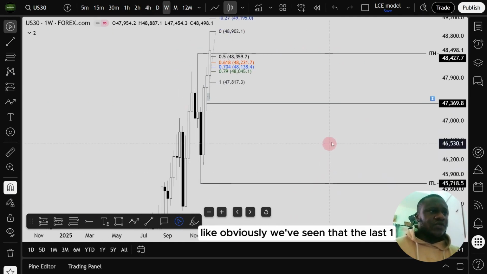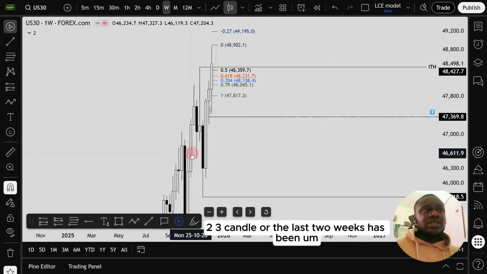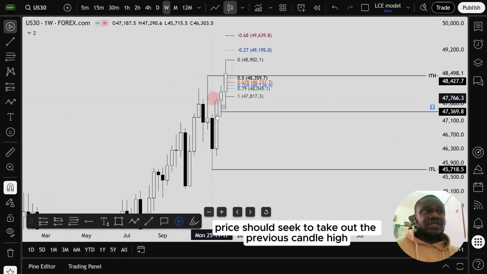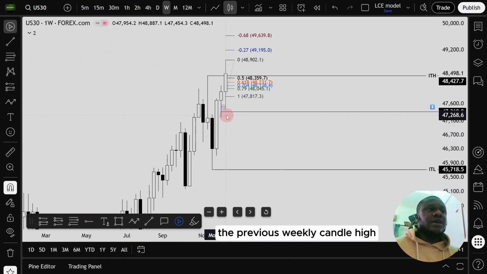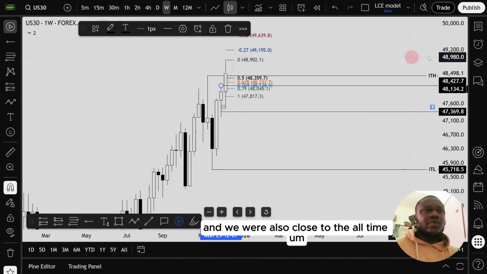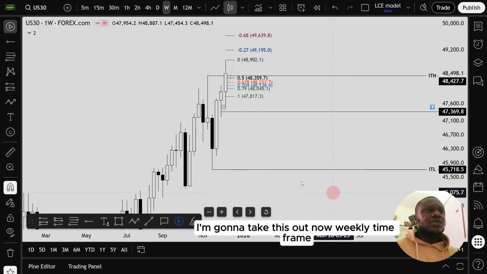Like obviously we've seen that the last 2 weeks has been bullish. So what should price do? Price should seek to take out the previous candle's high, the previous weekly candle high. So in that case, this previous candle high became my draw on liquidity, and we were also close to the intermediate term high. So this intermediate term high became the entire drawn liquidity. I'm going to take this out.